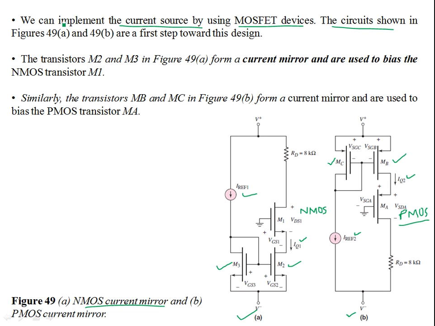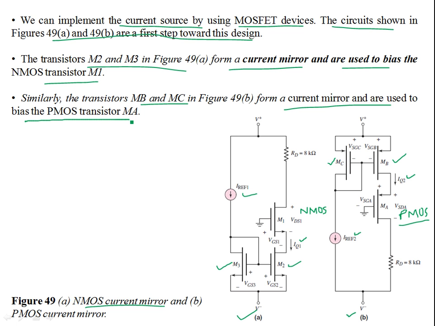So we can implement the current source by using MOSFET devices. The circuits shown in figure 49A and B are the first step towards this design. In figure 49A, you have M2, M3, which act as current mirrors, and they are used to bias the NMOS transistor M1. Similarly, MB, MC in 49B are used to bias the PMOS transistor MA. So the idea is the same.